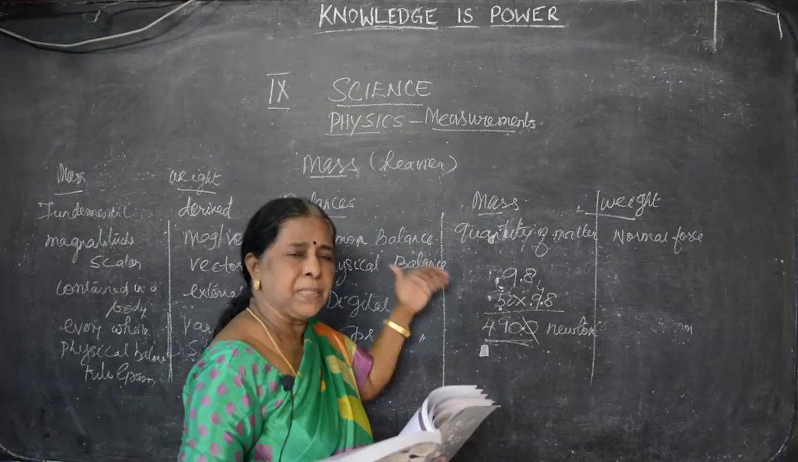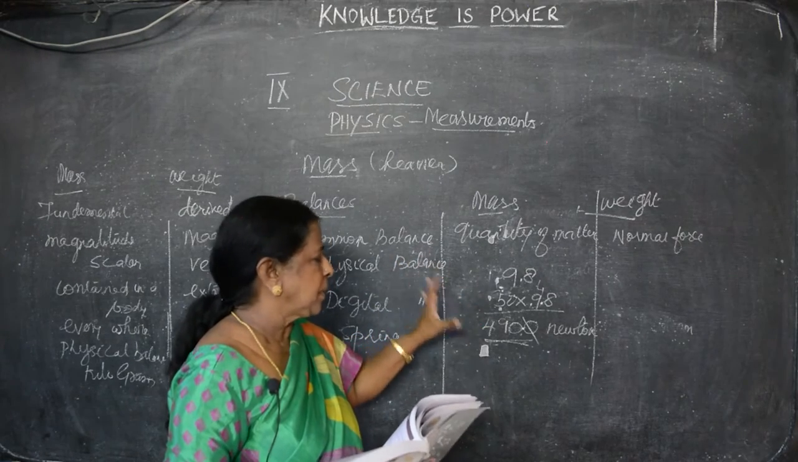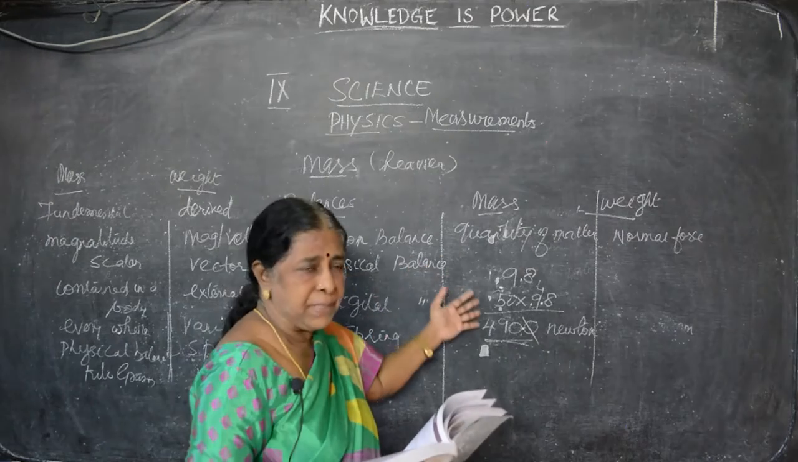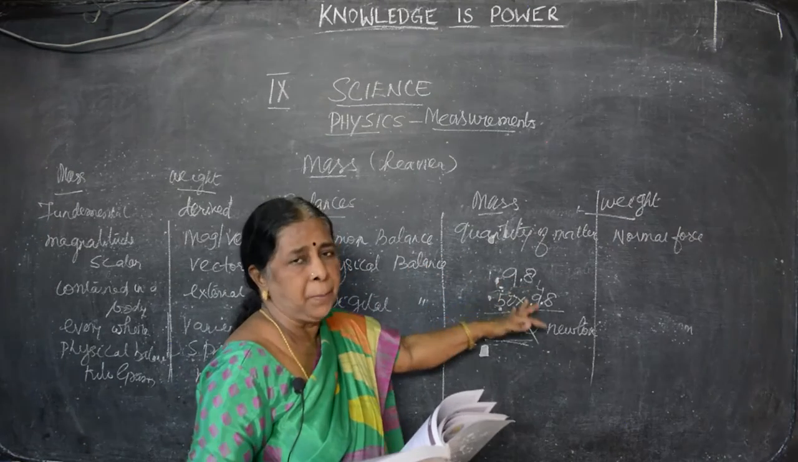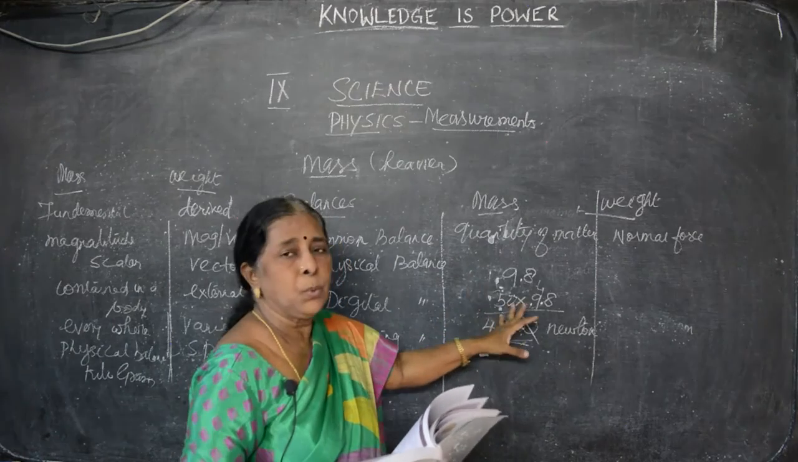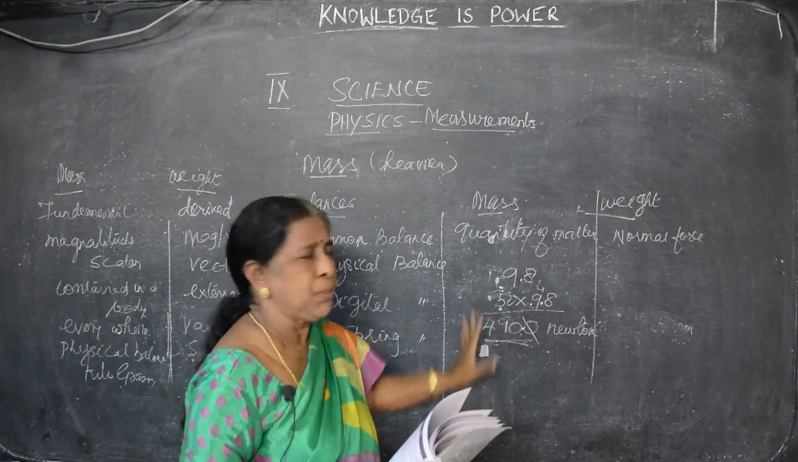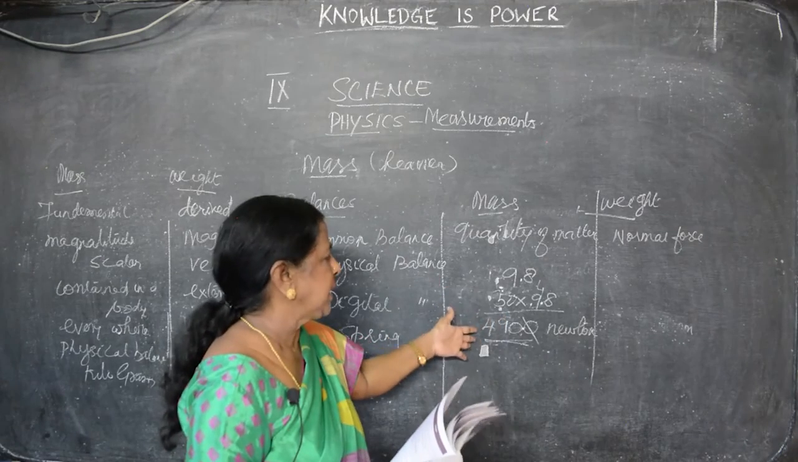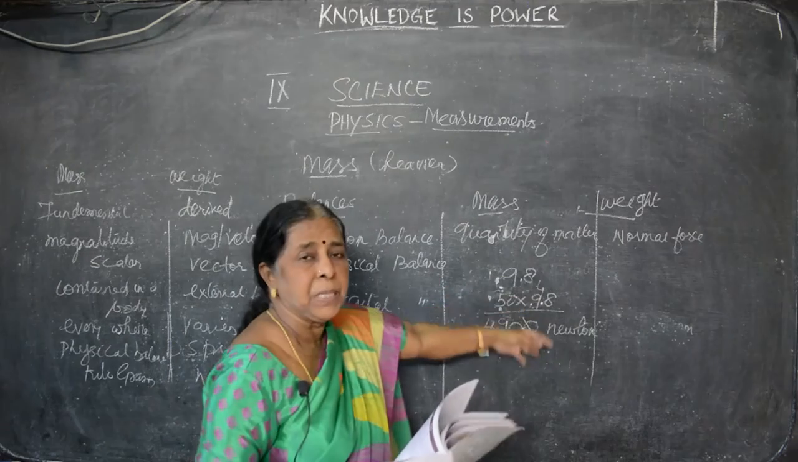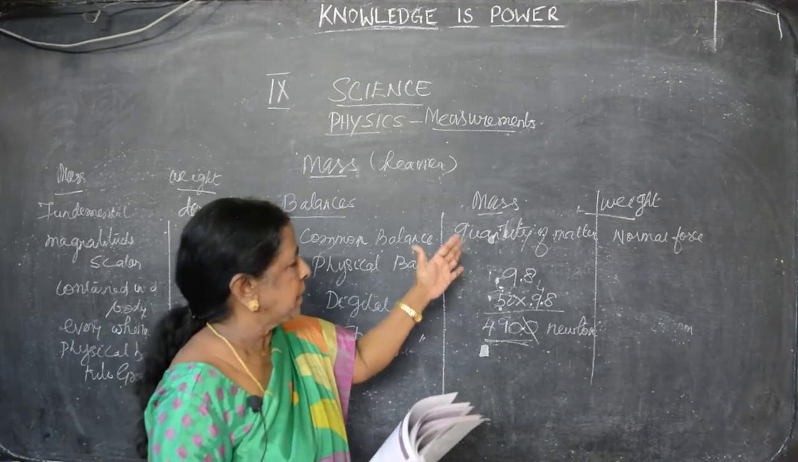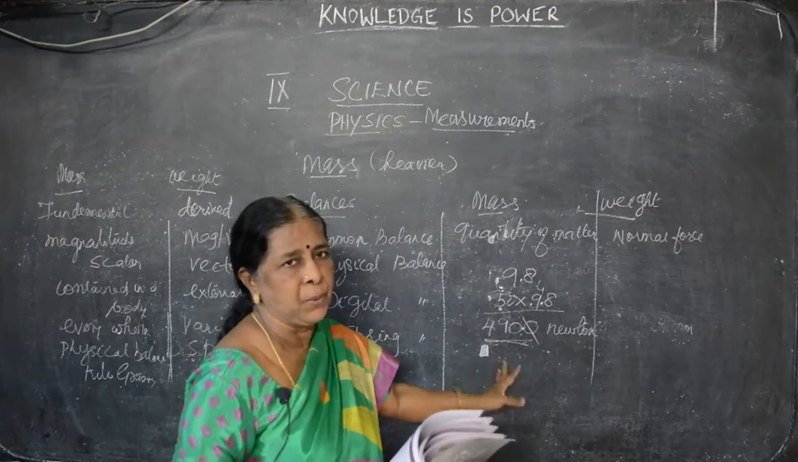Whatever the man's mass on the earth may be, we have to consider that and multiply the number by 9.8. That is, we have to multiply the mass by 9.8. The answer we are getting is in Newton. Suppose it is 40 kgs or 20 kgs, the 20 kgs should be multiplied by 9.8 and we get the weight. And the unit of the weight is Newton. That we have to write.